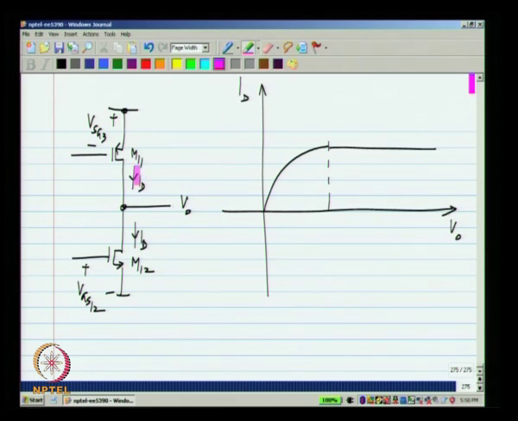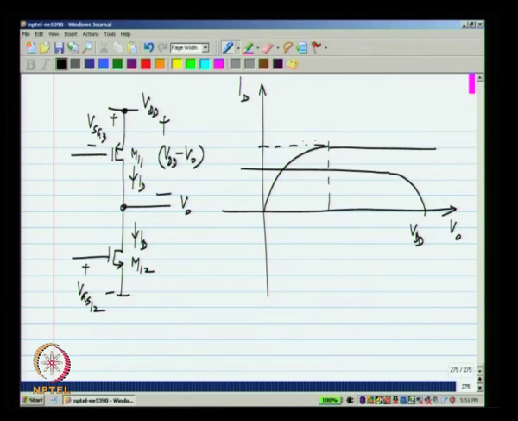Now, I will also draw ID versus VO characteristics. I know that the VSD of M11 is VDD minus V naught. So, ID versus VO characteristic is nothing but ID versus VSD characteristic, but with the curve flipped around at VDD. You would have done this calculation when you are calculating characteristics of, for instance, a CMOS inverter. So, if this is VDD, VDD minus V naught is the VSD of that, and that will look something like that. So, this is what I called I12, the saturation current of M12.